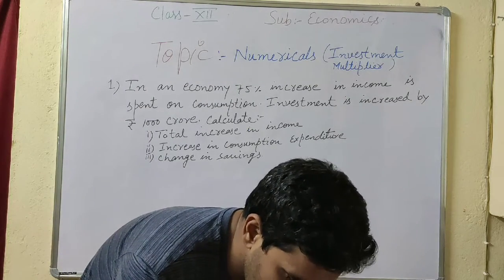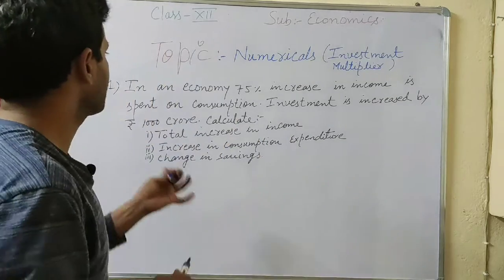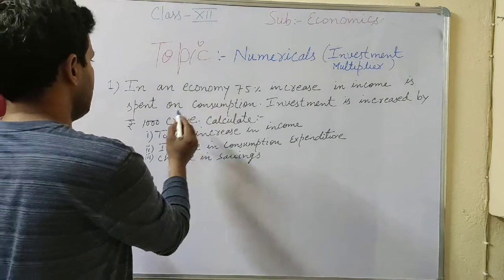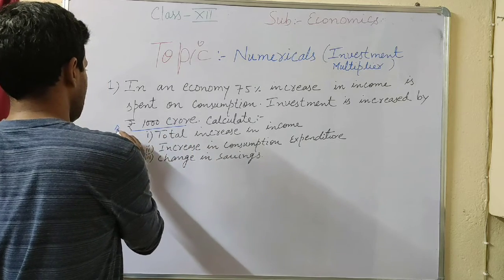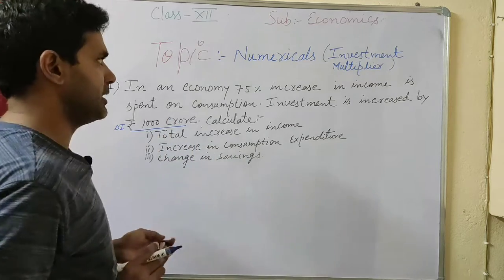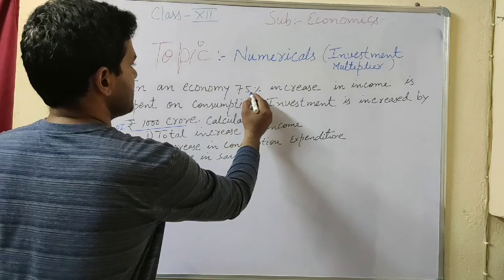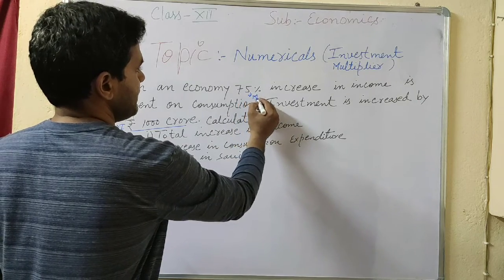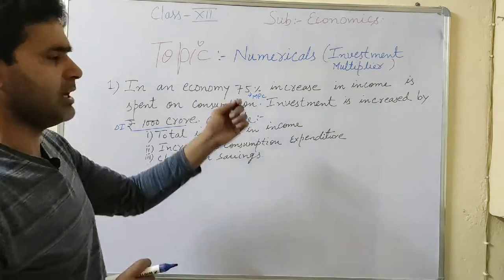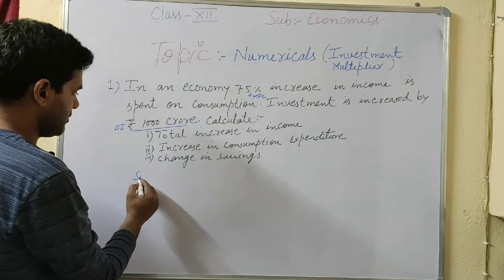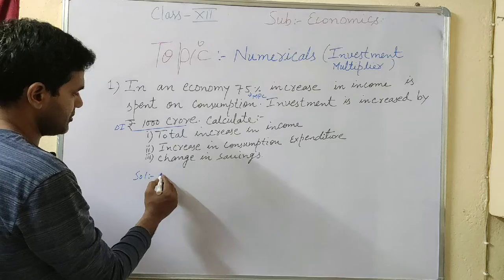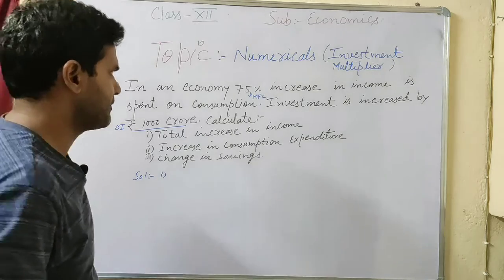So here what has been given for us? It has been given for us change in I, or change in investment, delta I. And this is what is called MPC. These two things have been given for us. So I will solve it one by one. First, the solution of the first part.